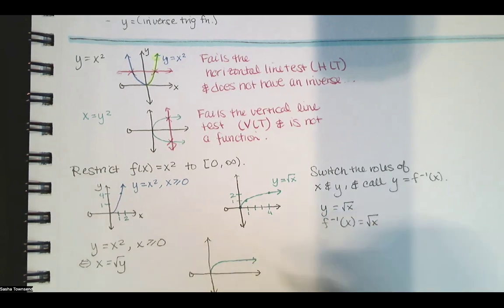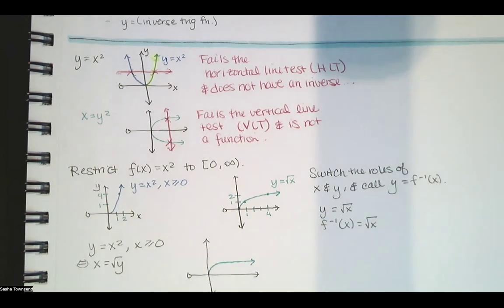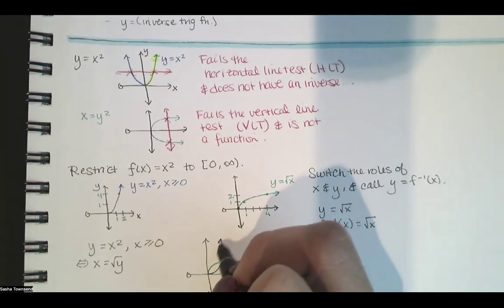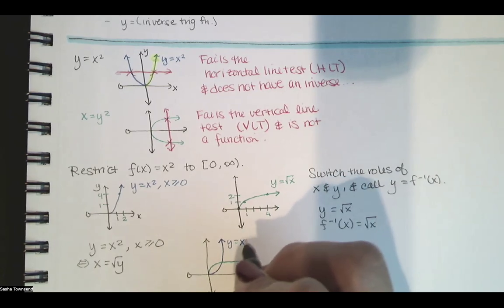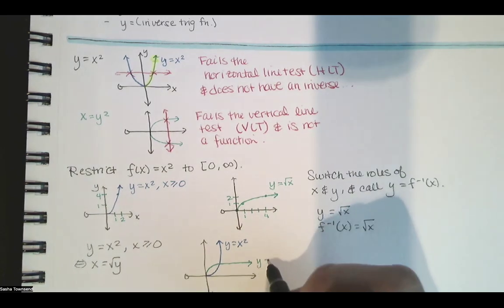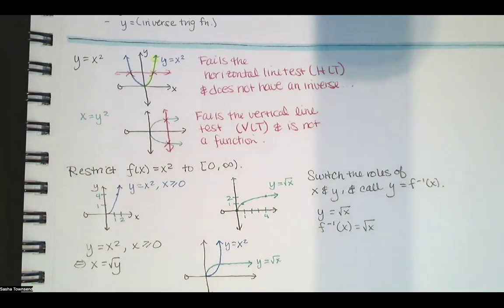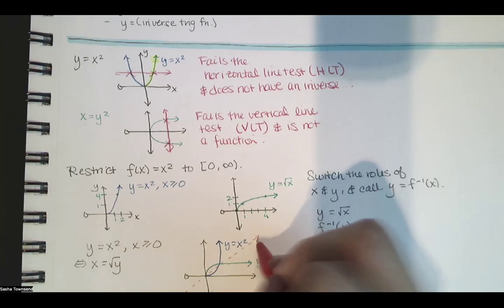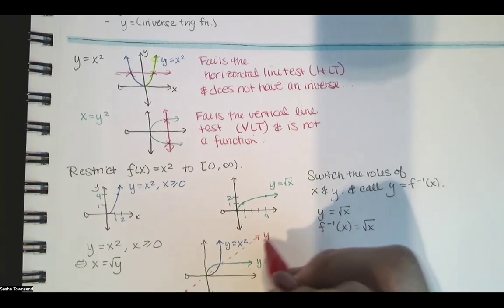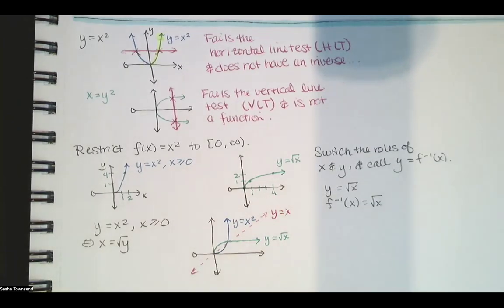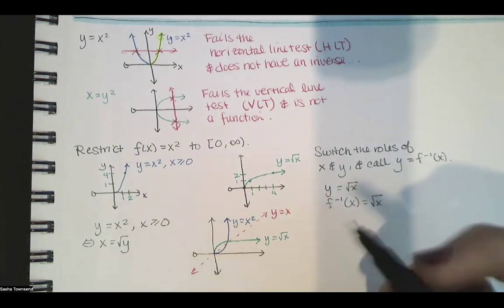We have y equals the square root of x, roughly, and y equals x squared. And if I had done a better job drawing my graph, we would see symmetry about the line y equals x. And that's always true for inverse functions. If a, b is on the graph of f, then b, a is on the graph of f inverse.